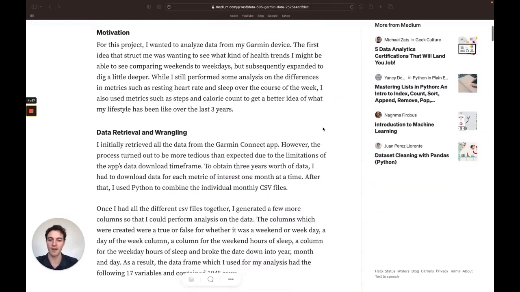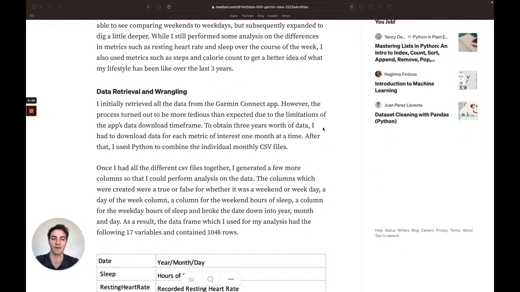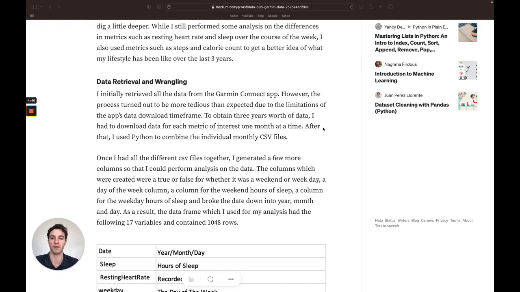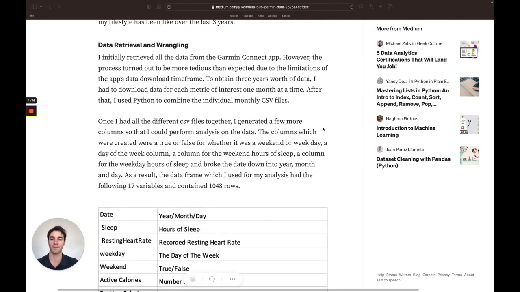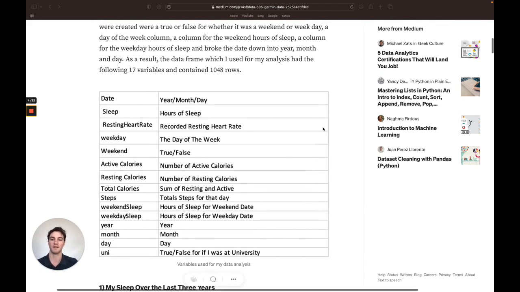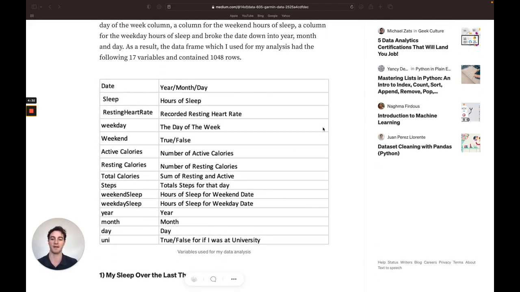Jumping over to my data story, I just wanted to touch on the data retrieval and wrangling steps. So from the Connect app, when downloading data, it comes in the form of CSV files. From there, I use Python to combine the CSV files, and then for the additional column generation and manipulation, I also used Python. Ultimately, I was working with 17 variables, and my dataset contained 1,048 rows.